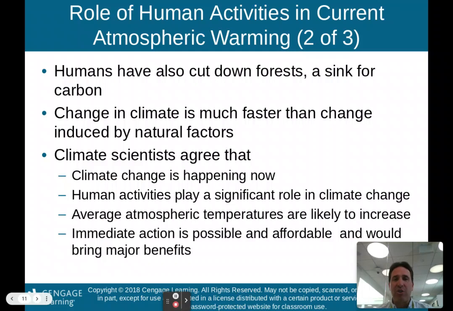So climate scientists agree now that climate change is happening. Human activities play a significant role in climate change. The average atmospheric temperatures are likely to continue to increase, and immediate action is possible and affordable and would bring major benefits. So what I want to talk to you real quick about is isotopes of carbon.